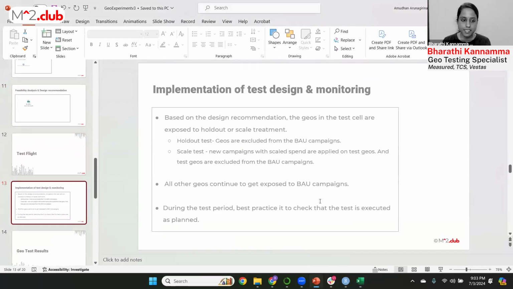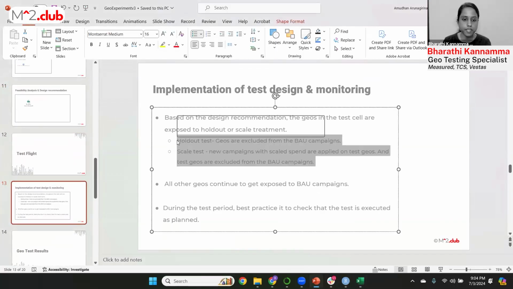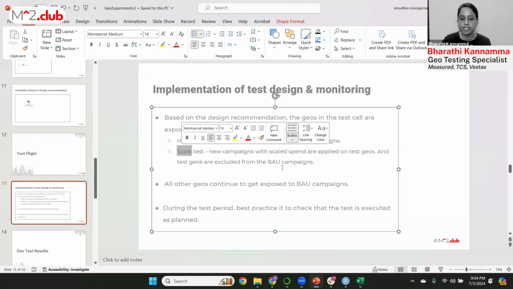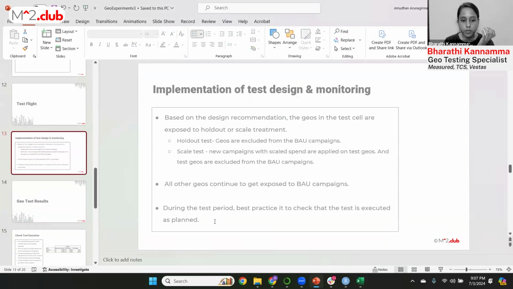The next phase is the test flight phase. There are 2 types of tests, a holdout test and a scale test. For a holdout test, we will go dark on the selected geos, and for a scale test we'll be scaling up spend for a specific set of geos. And it's a best practice to keep checking in between that the test execution is correct.